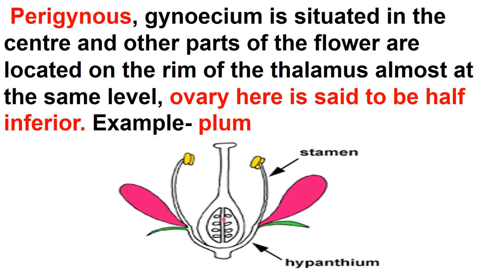Okay, that's why we cannot say that ovary is superior. Okay, so such type of flower are called perigynous flower, and ovary here is said to be half inferior. Okay, because ovary is not superior here, it is half inferior, because half part of the ovary, you can see here, is below the level of these parts. Okay, the level is this. Okay, so half part of ovary is at the same level, you can see, and half part of ovary is below this level. That's why this ovary is called half inferior ovary. And example of such a flower is plum.